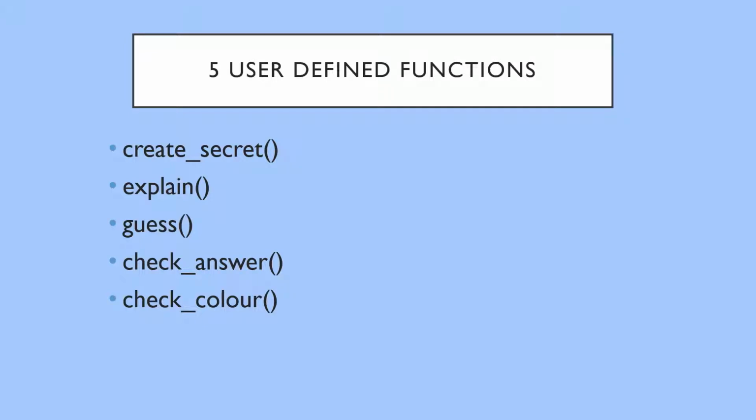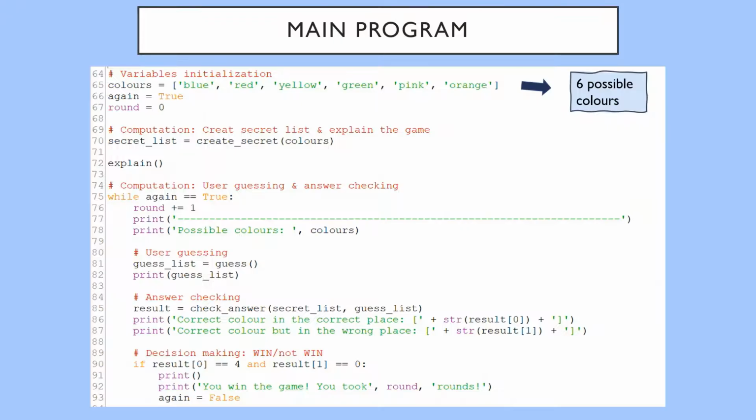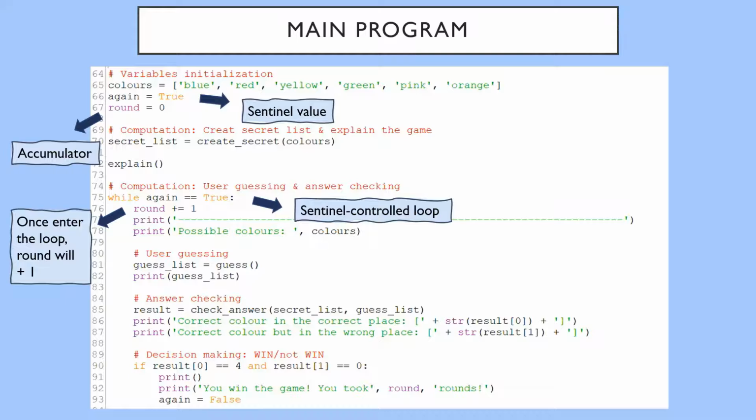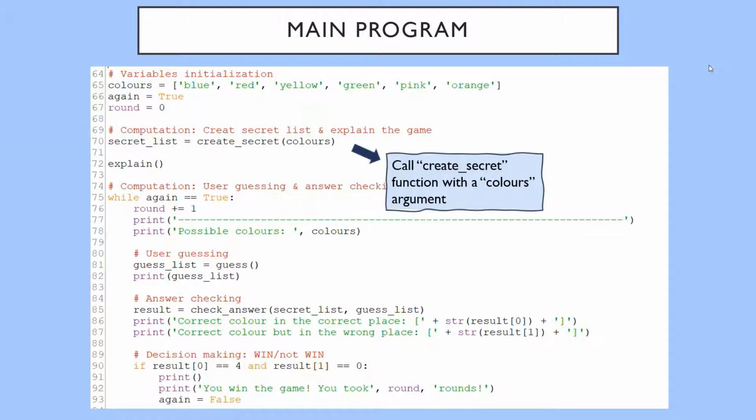Before that, I would like to let you know that there are 5 user-defined functions in this program. First of all, we create a secret list to store 6 strings that represent 6 possible colors and store them into a variable called colors. We assign a true value into a sentinel value called again in order to control the while loop below. And there is an accumulator to accumulate how many guesses the user took. Once the program enters the loop, round equals round plus 1.